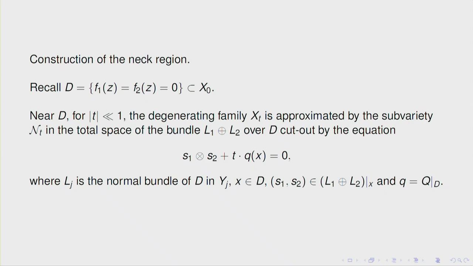And it's cut out by this equation. So you basically just approximate everything by the restriction onto D. So this looks similar to the equation for XT, except this is now on the total space of this line bundle over D, and this now admits, if you project to D, a conic fibration.